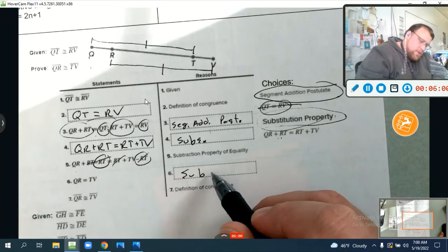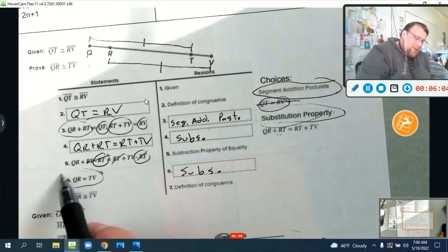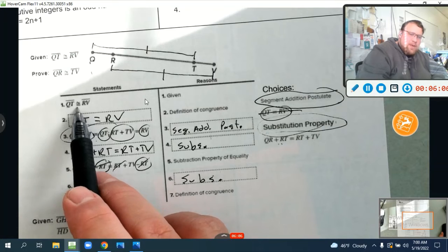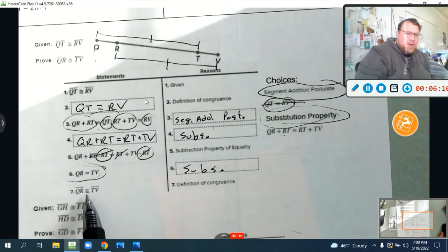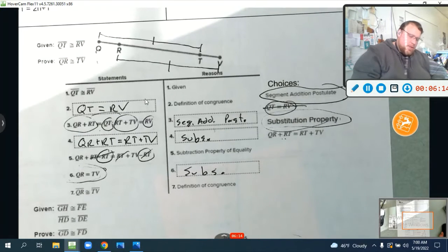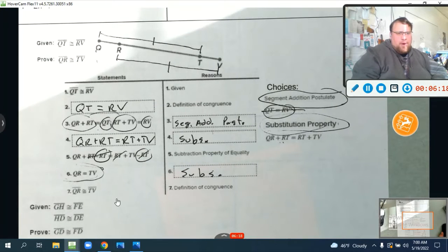So substitution is the one that we're doing twice here. And then, what did I tell you? It works forward and backwards. As soon as we say that something's congruent, we're probably going to say it's equal. And as soon as we again state something's equal, we can then state it's congruent. And how can we do that? Definition of congruence. Boom! Look at that. Good stuff right there. All right.